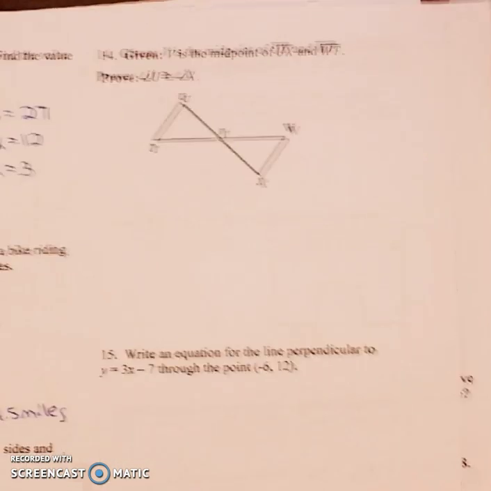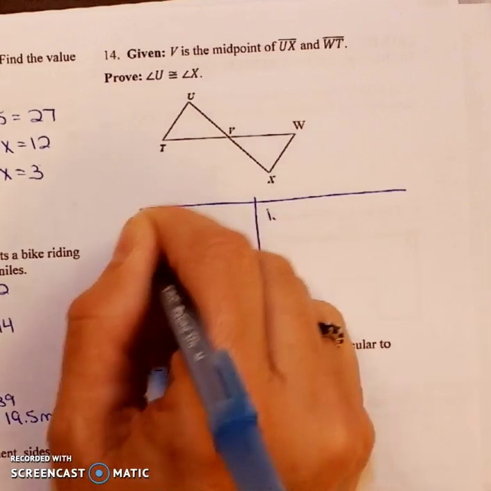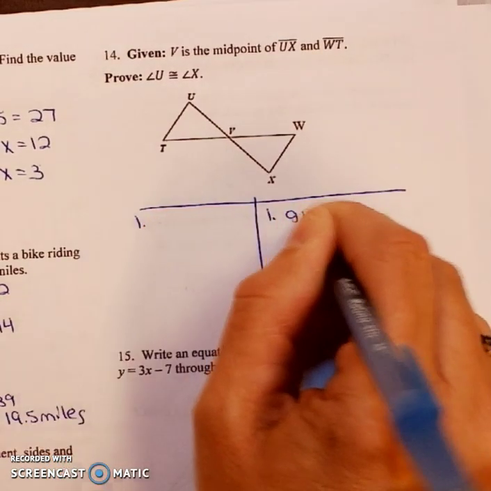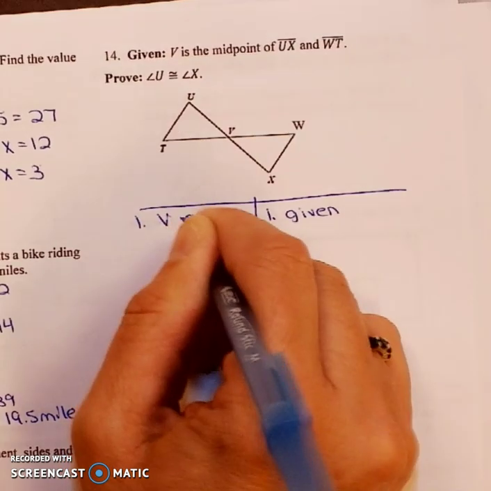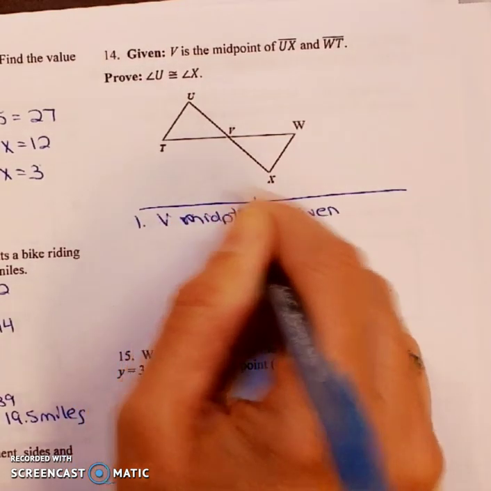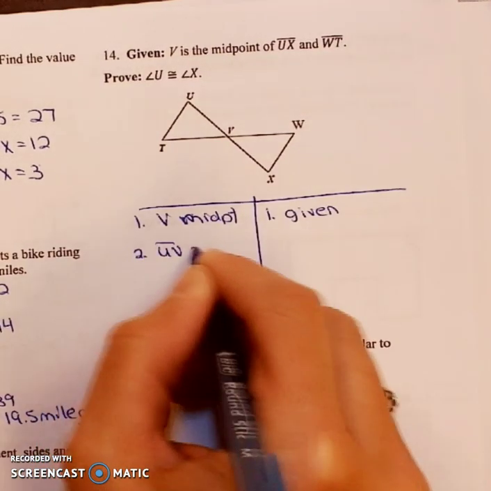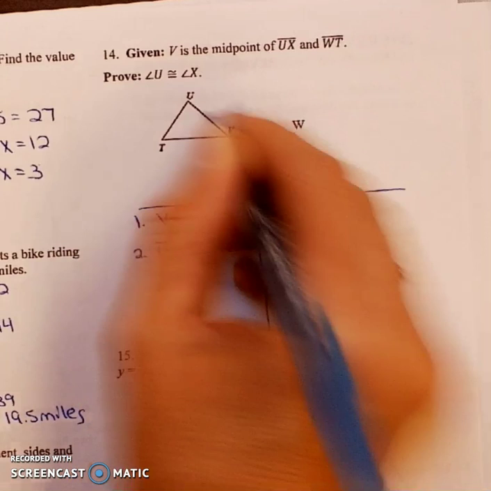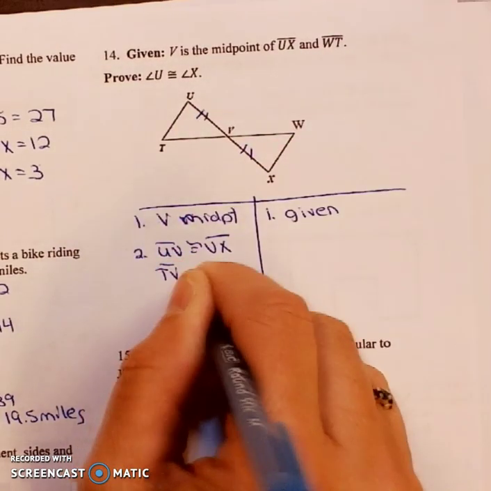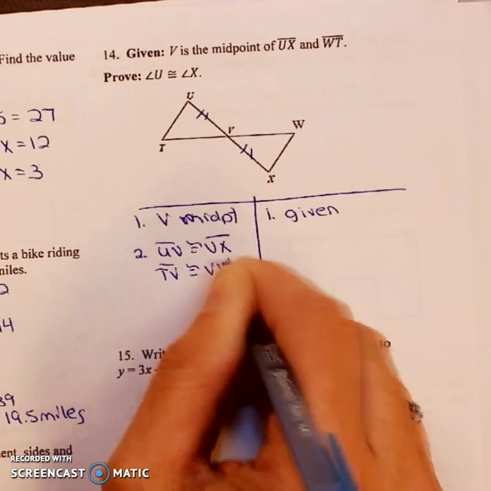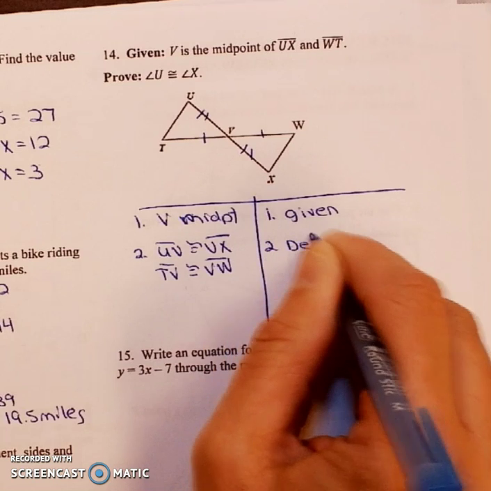Alright, moving on to 14, we have a proof, so let's go ahead and start setting that up. So number 1, we have the given, and that is V is the midpoint, and it's the midpoint of both segments. So that means we can state that UV is congruent to VX. At the same time, we can state that TV is congruent to VW, and that is a definition of the midpoint.